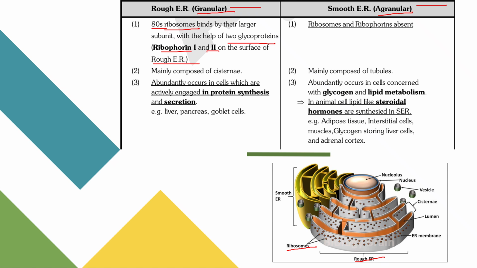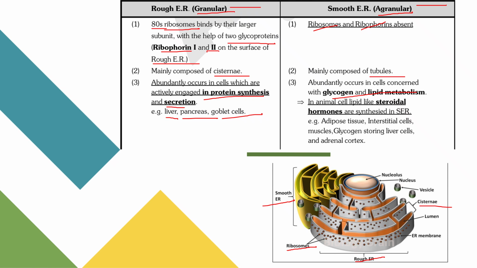When we look at the smooth endoplasmic reticulum, as you can see here in the diagram, there are no ribosomes or ribophorin present. Rough endoplasmic reticulum is mainly made up of cisternae. These are cisternae, and smooth endoplasmic reticulum are made up of tubules. So what is the function of rough endoplasmic reticulum? It is used in protein synthesis and secretion, and it is present mainly in the cells of liver, pancreas and goblet cells.